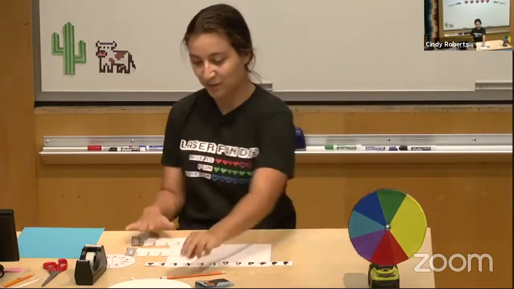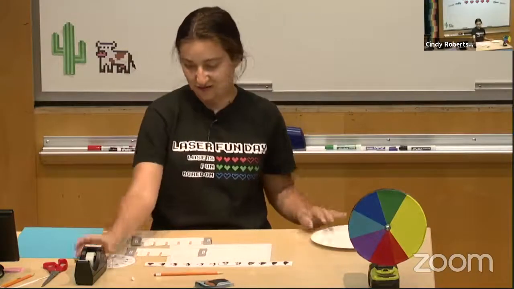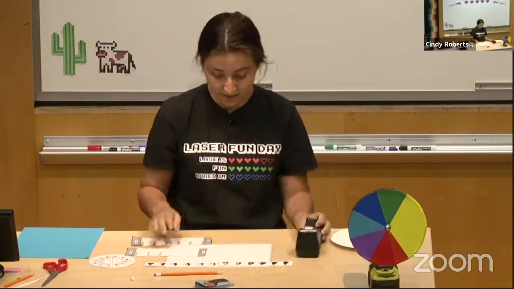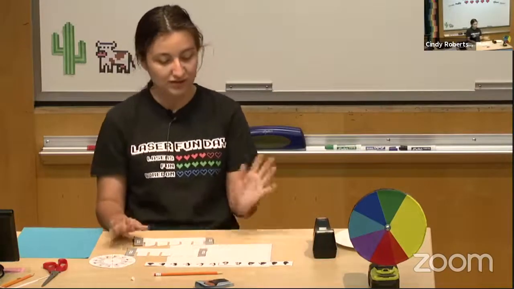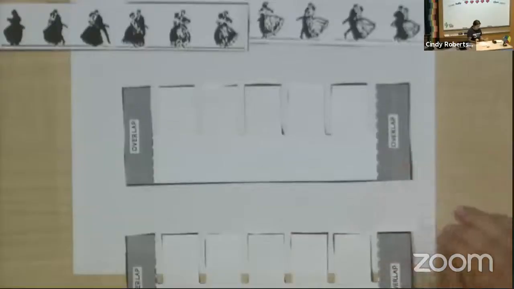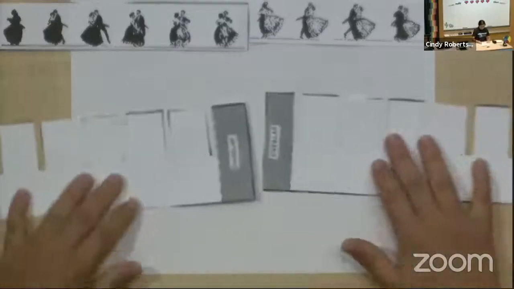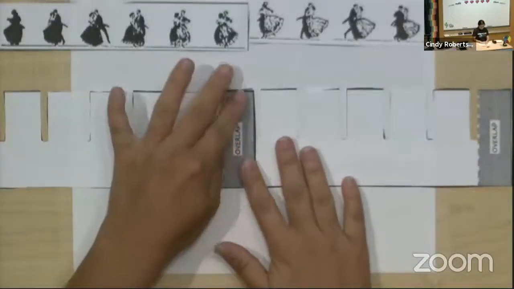Okay, probably cut it out. Okay, so now we are going to need that tape that we talked about earlier. You could also use glue or a stapler, anything adhesive. I have clear tape, so I can just, okay, so we have our 2 cutouts.